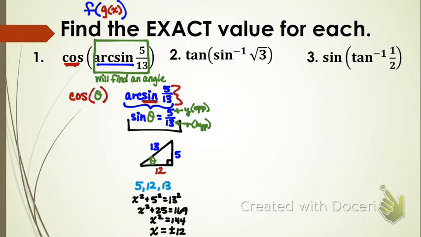So what is cosine for this triangle then? 12 over 13. Absolutely. Cosine of our angle theta would be 12 over 13. That's my final answer here.